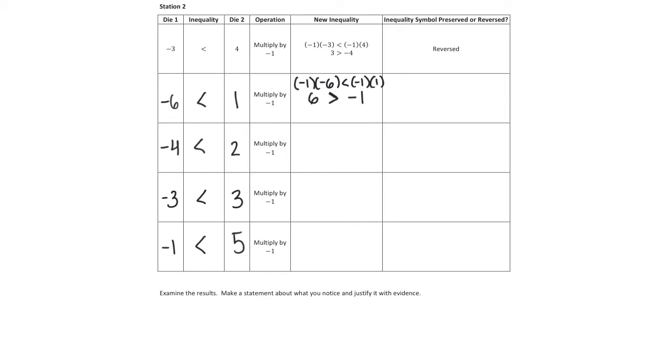Now, after our operation, let's see if our inequality symbol changed. Well, it did. So now the inequality symbol is reversed.